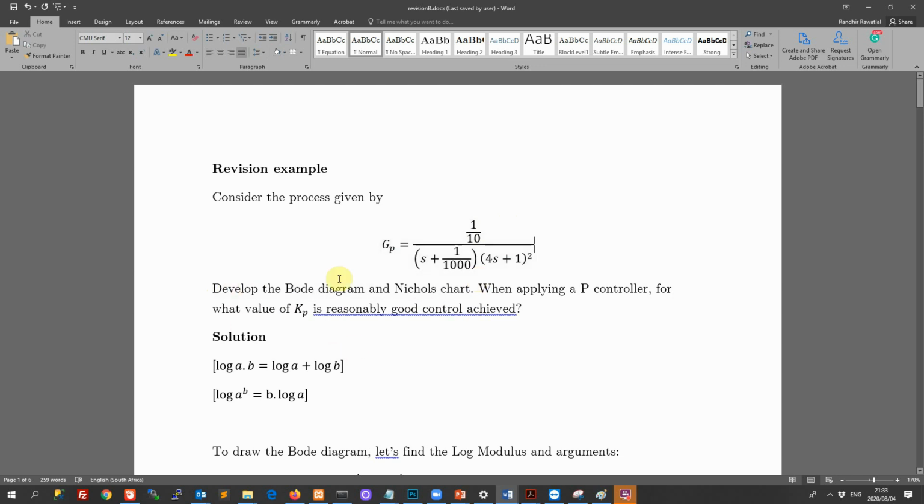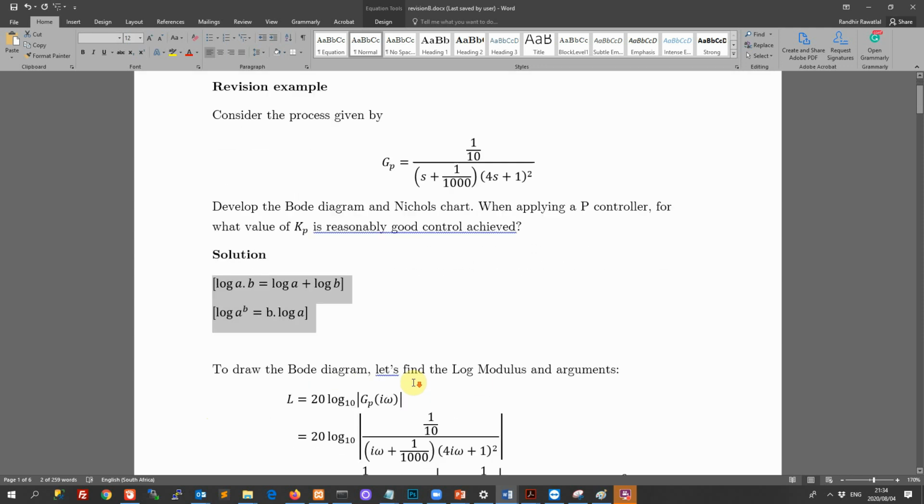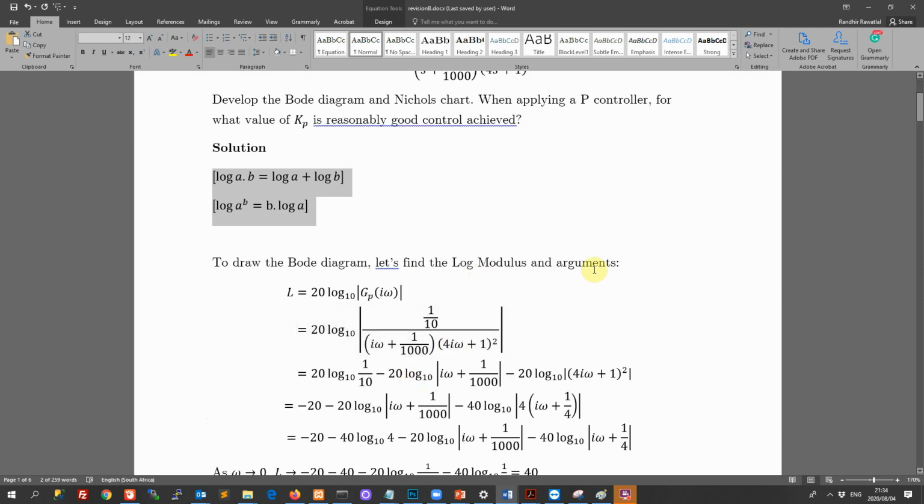To begin with, when we want to plot the Bode diagram, of course, we'll want to plot the log modulus, and we recall from, I guess, high school that these basic properties apply. The log of the product of two numbers is the sum of the logs of each of the numbers, and the log of a number raised to a power is the power multiplied by the log of that number. So with those two properties, let's talk about the log modulus for the Bode diagram.